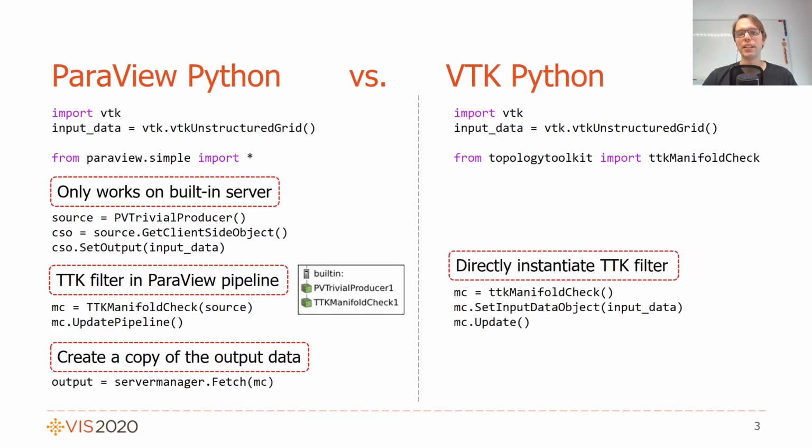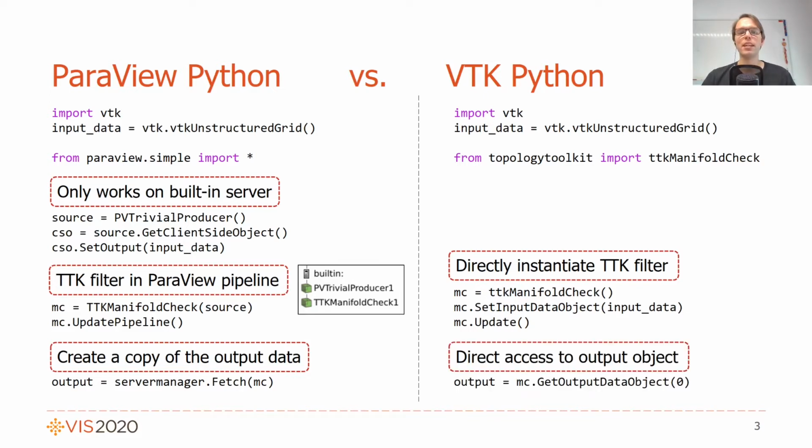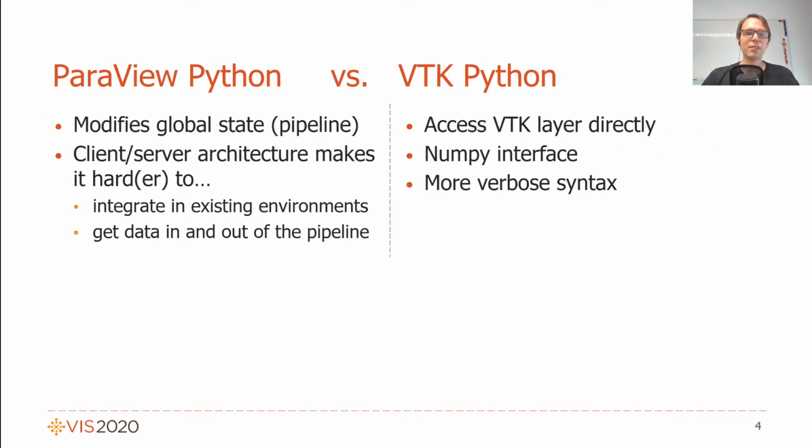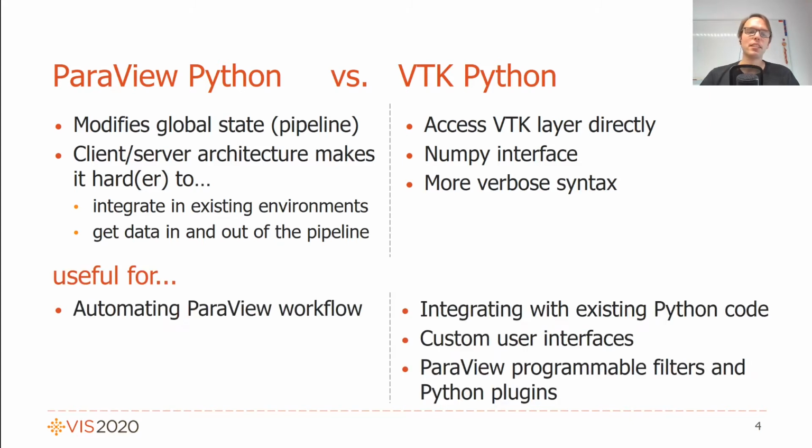Now if we use the VTK Python interface, on the other hand, we can directly access the VTK layer, so we can just create our TTK manifold check algorithm directly, set our input data, execute it, and similarly directly access the output object. To summarize, the ParaView Python interface modifies some global state, which is the ParaView pipeline, and it operates on the client-server architecture, while the VTK Python interface accesses the VTK layer directly, but comes with a more verbose syntax. Both of these interfaces have their own use cases.